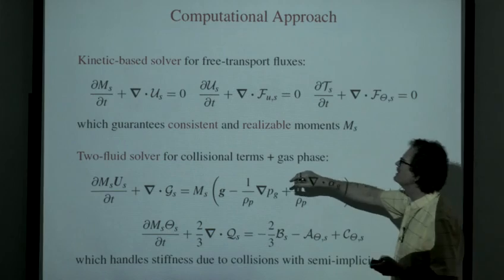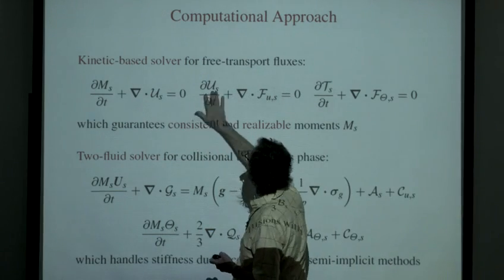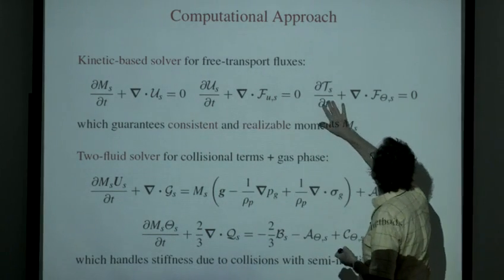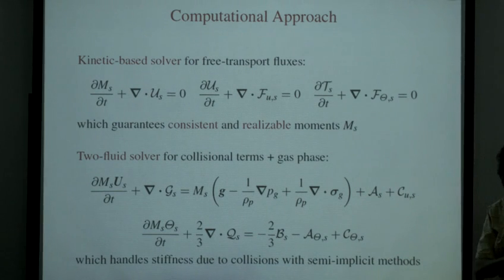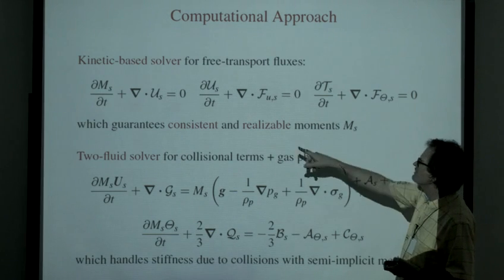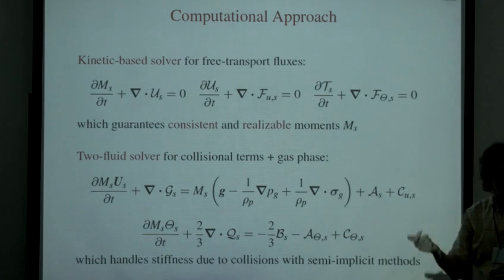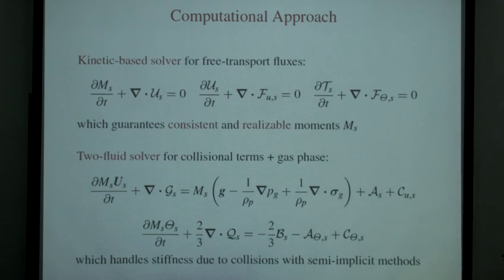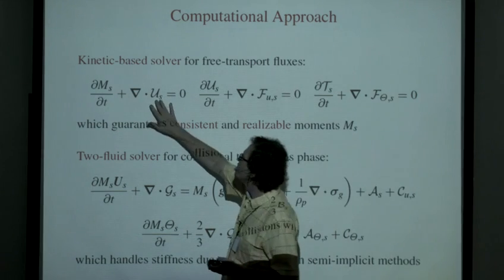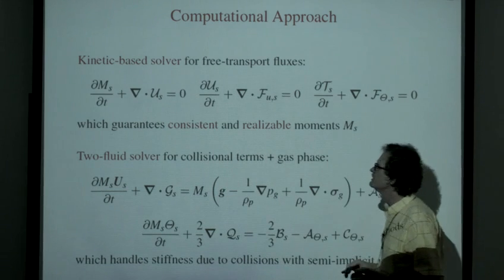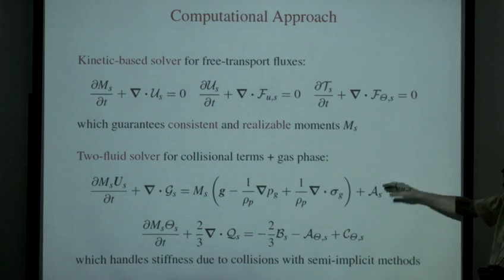Free transport means we flux with the velocity, and you get the velocity update with this flux, the temperature update with that flux. That's just due to the fact that the particles are moving. It's free transport. Why do I use the kinetic-based solver? I'll show you later. It's very easy with the kinetic-based solver to have consistent realizable moments. The moment I'm mainly interested in is this one, and it's closed, so it's fairly easy. And then for the rest of this part, we use a two-fluid solver.